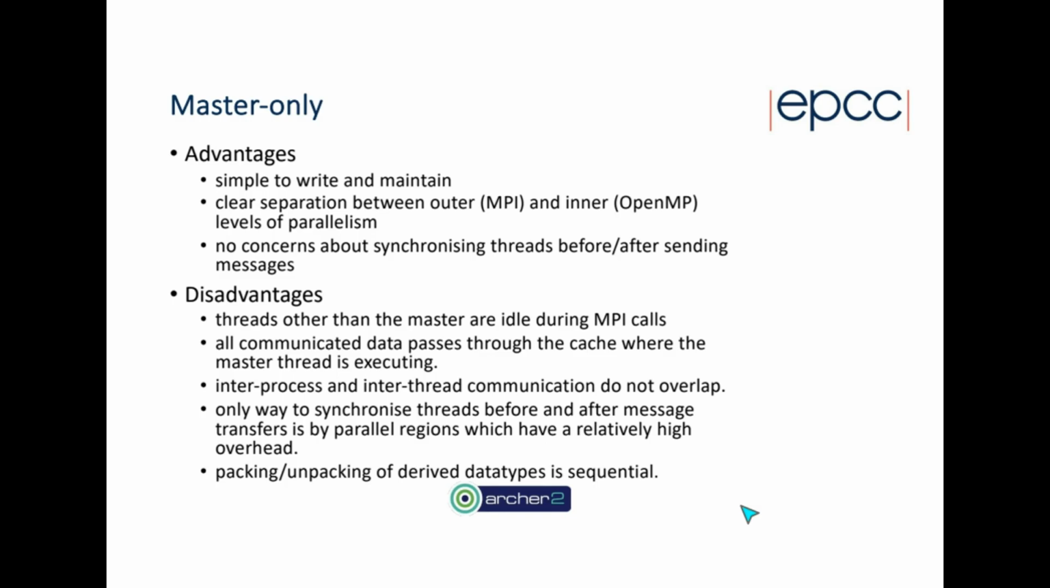And it also means that in this case, if we have derived data types in MPI, which need to be packed before we send and unpacked after receiving, that packing process can be computationally quite expensive. So it can turn out that packing and unpacking takes as long or even longer than the actual message transfer itself. And by restricting that to happening outside of parallel regions, you can only ever devote one core to packing and unpacking.